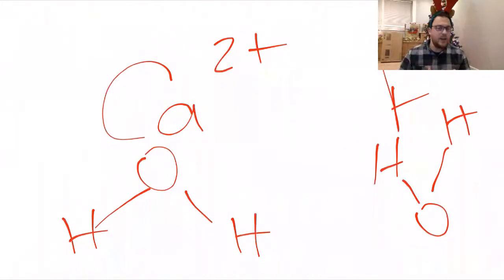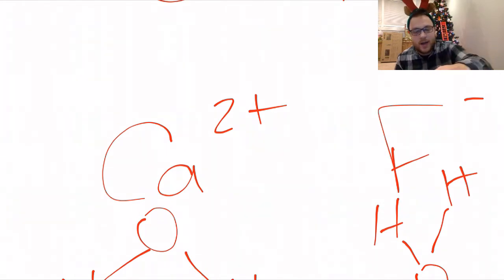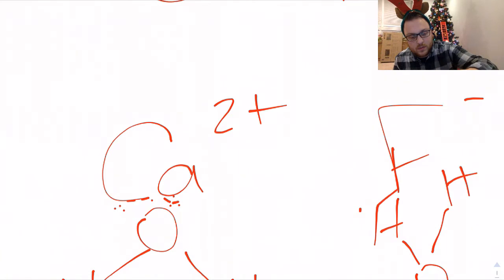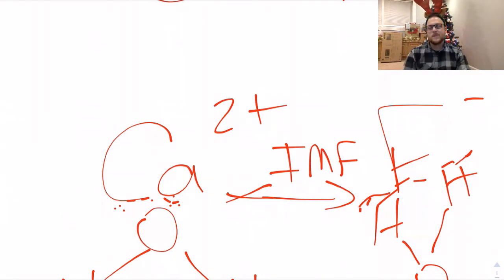So this right in here, that's the IMF. The other three IMFs only exist in covalent compounds or molecular compounds. If you take an ionic compound and you put it in water or anything else that's polar, you get ion dipole.